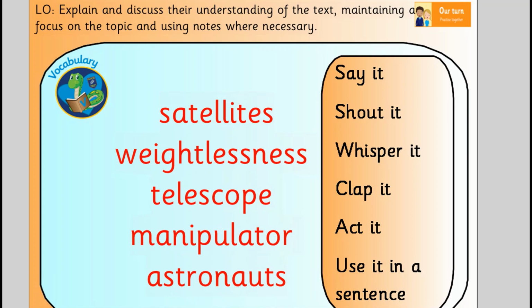Remember, for clapping, we're going to do the syllables in the words. Satellites, weightlessness, telescope, manipulator, astronauts. And then again, as I said before, I want you to define these words first and then use them in a sentence. And then you can check through them tomorrow when I show you my definitions and sentences.